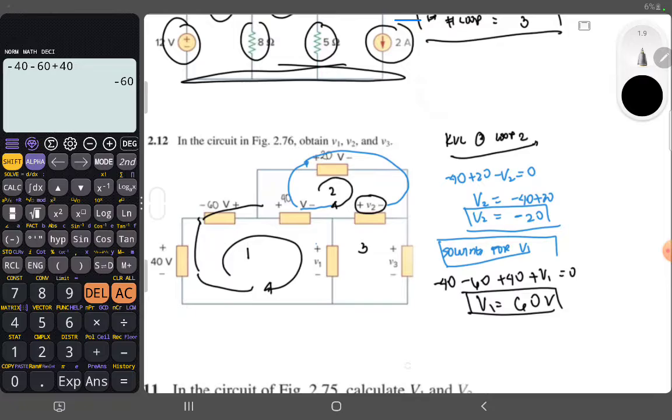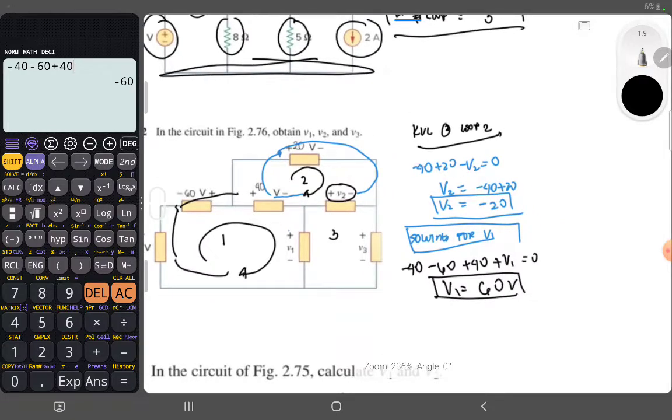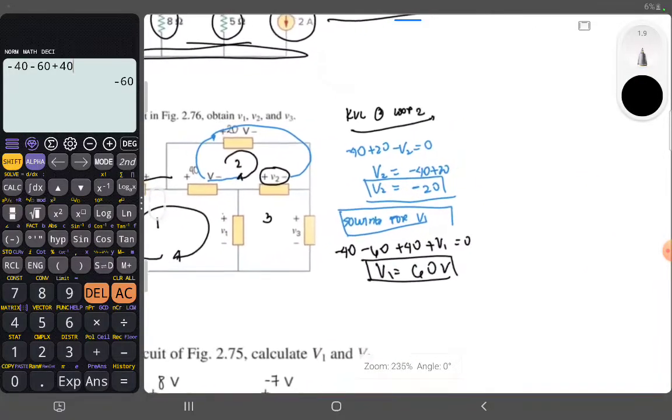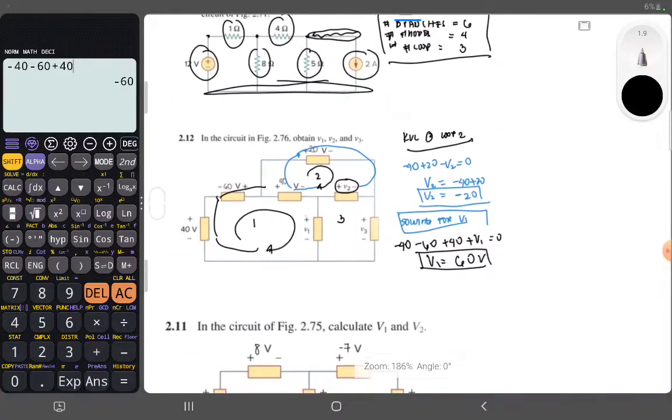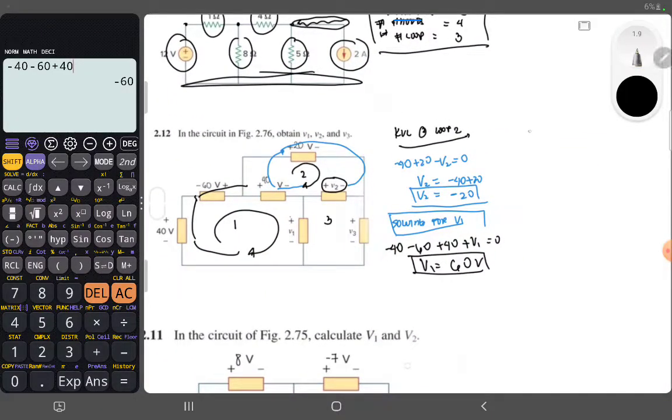Next, yung ating V3, napakadali niyan. Marami tayong option dyan. So, pwede ko siyang kunin dito sa option na to. So, solving for V3.